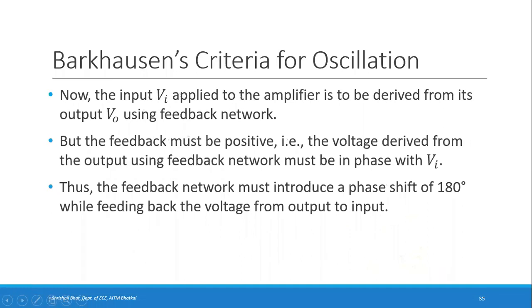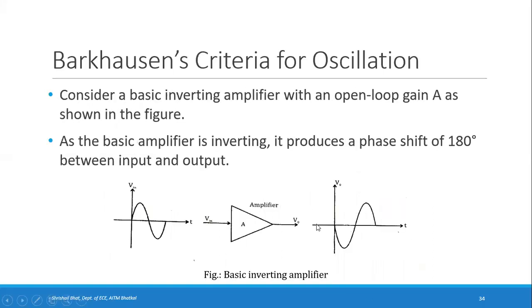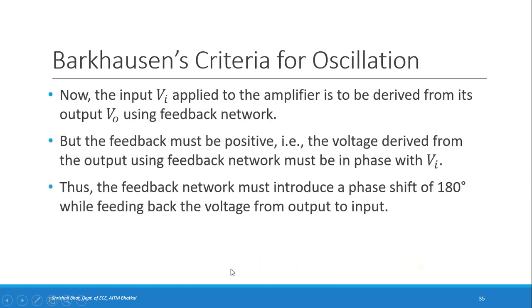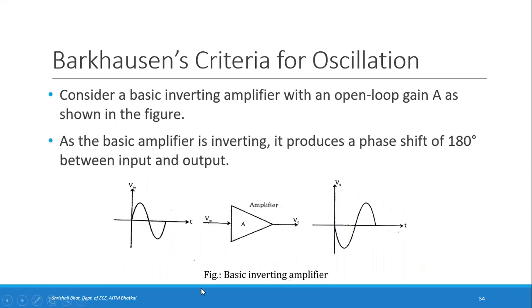Okay, the input Vi applied to the amplifier is to be derived from its output V0 using the feedback network. But the feedback must be positive, right? Because the voltage derived from the output using feedback must be in phase with Vi, whereas the output is in opposite phase. The feedback should be in phase with Vi. That is why the feedback network must introduce a phase shift of 180 degrees while feeding back the voltage from output to input. Okay, the principle is, the inverting amplifier produces a phase shift of 180 degrees. That is why the feedback also should provide a phase shift of 180 degrees, so that the feedback voltage and the input voltage are in the same phase.